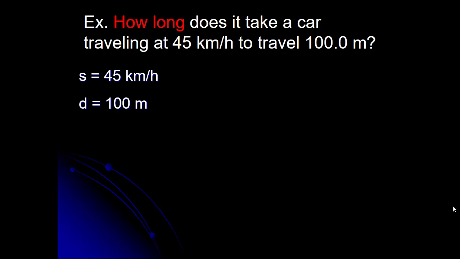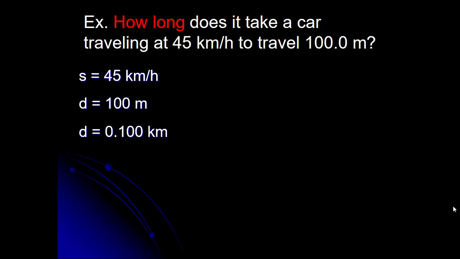Now, in order to calculate with those two numbers, we have to convert the kilometers to meters or the meters to kilometers. It doesn't really matter which one, you'll get the same answer. So we're going to take our distance. There are 1,000 meters in 1 kilometer. So to convert 100 meters to kilometers, we're going to divide by 1,000. So instead of saying that our distance is 100 meters, we're going to say it's 0.1 kilometers.